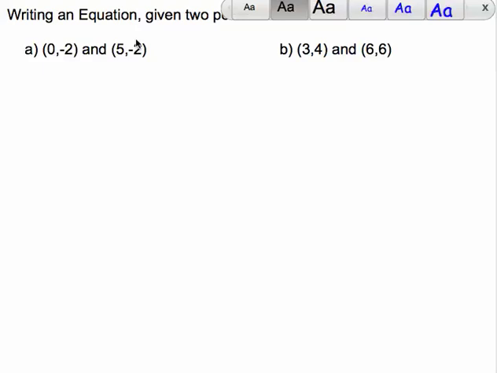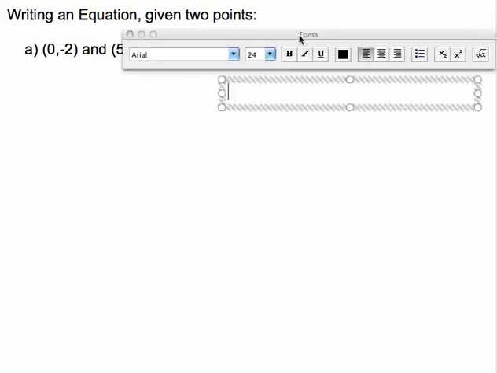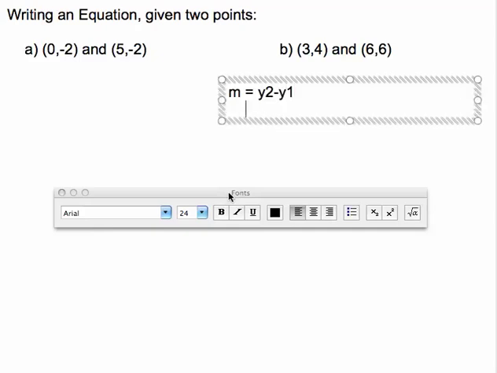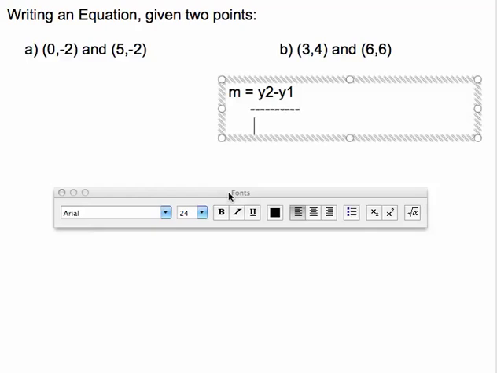To write an equation given 2 points, remember you need two things to write an equation. You need the slope and you need the y-intercept. So what we should do first is find the slope. And remember the formula from before? It's m equals y2 minus y1 over x2 minus x1. So if I substitute in my values, y2, if you see, is 6, y1 is 4.